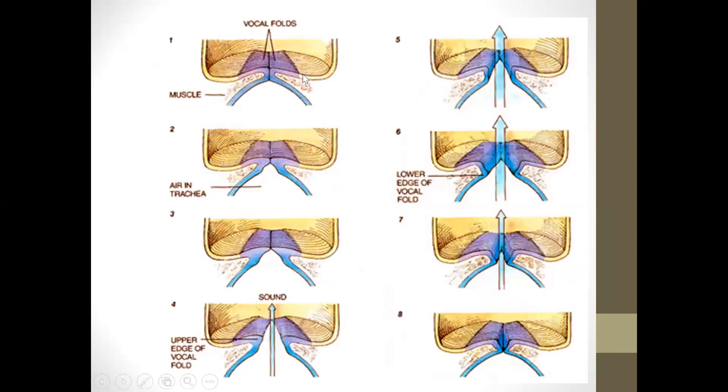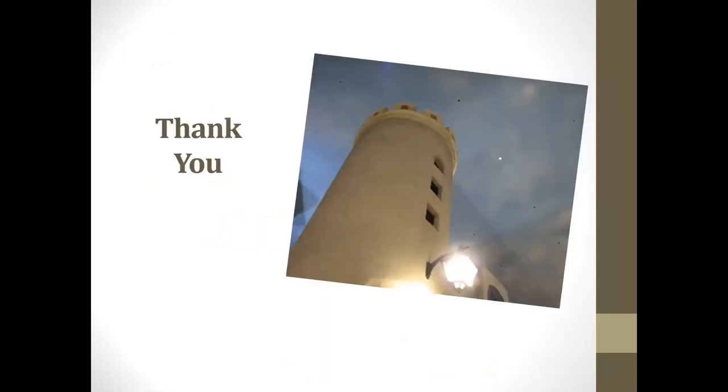So when you're speaking, the vocal cords are adapted together, and then you have air building in the trachea, and it escapes, causing vibration of the vocal cords and thus phonation. Voice is later modified by the oropharynx, nasopharynx, and the tongue.